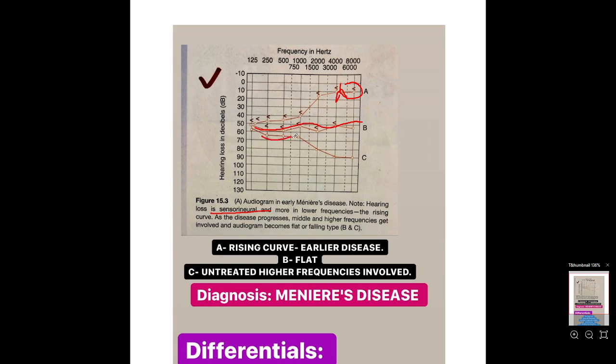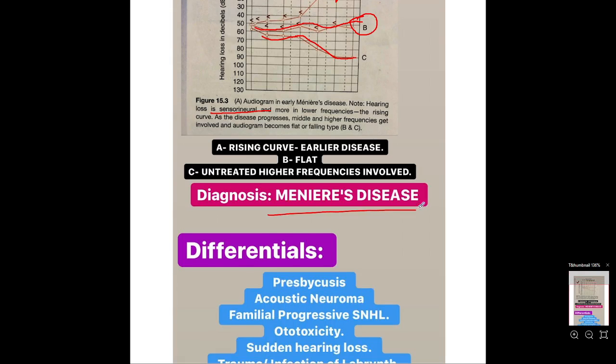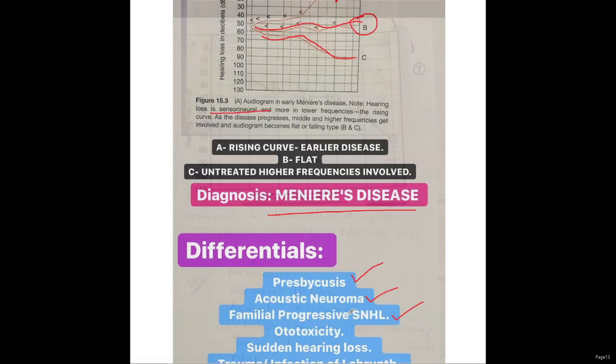Okay, these are the untreated frequencies. But when it is B flat, meaning there is no conductance, so there is Meniere's disease. The differentials can be presbycusis, old age hearing loss, acoustic neuroma, a familial progressive noise hearing loss, ototoxicity by some medicine, or sudden hearing loss due to some trauma, etc.